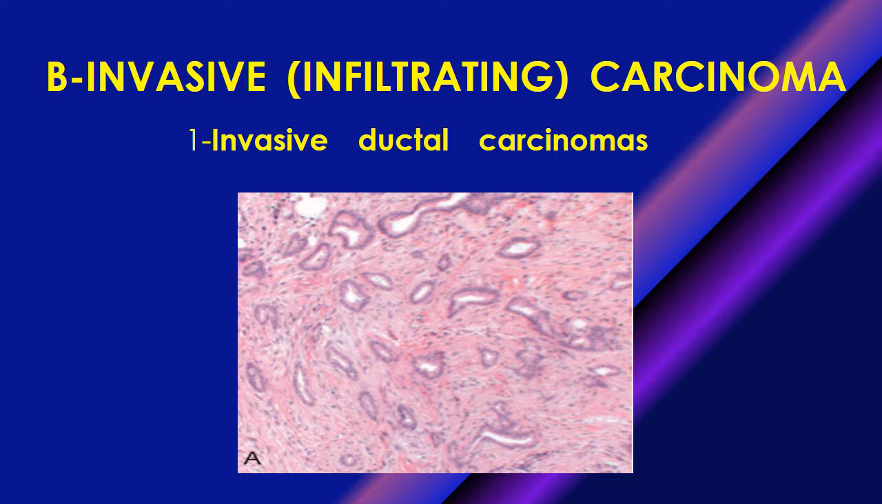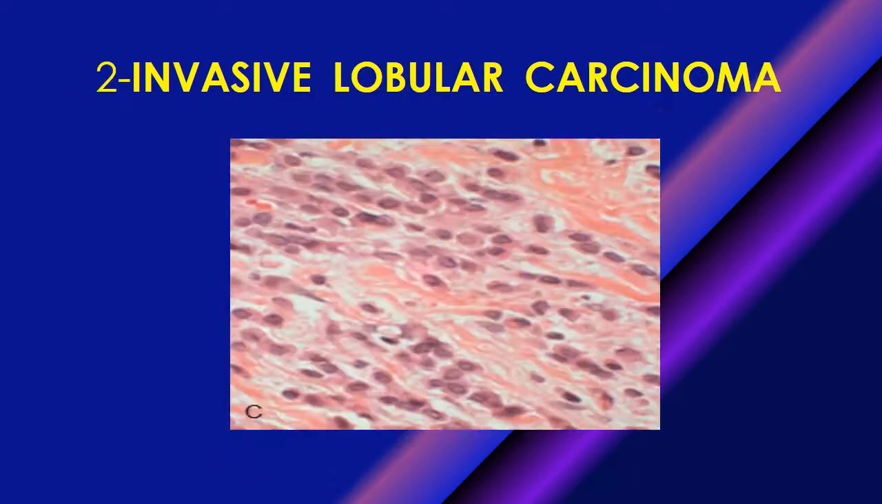This is a microscopical picture of invasive ductal carcinoma. Second is invasive lobular carcinoma. In this slide, the microscopical picture of invasive lobular carcinoma shows infiltrating cells that are morphologically similar to the tumor cells seen in lobular carcinoma in situ. The cells invade the stroma individually.